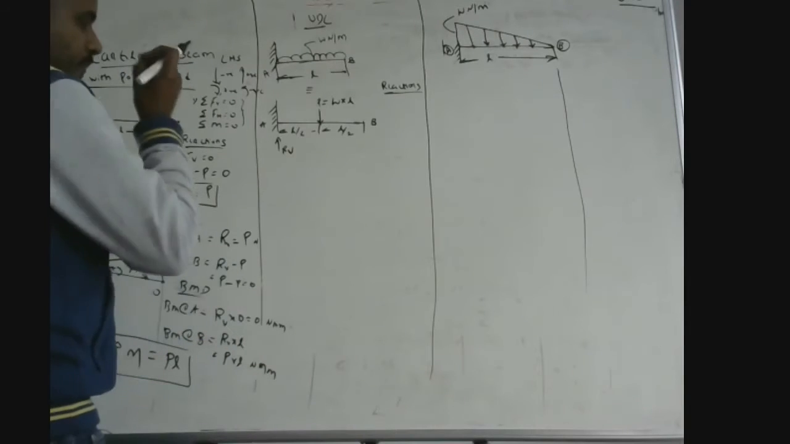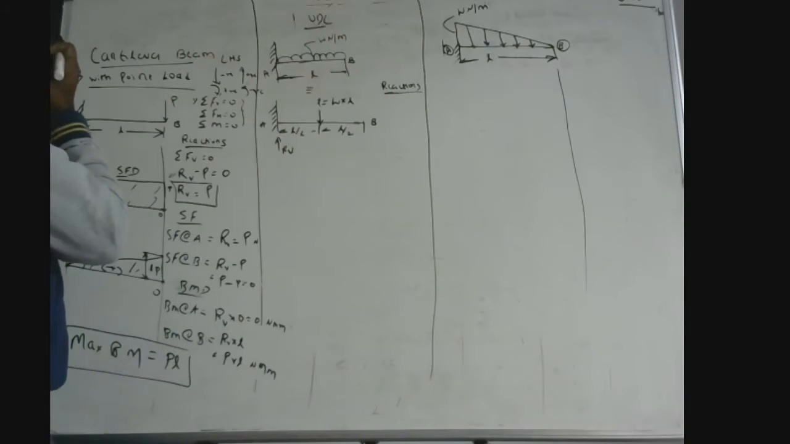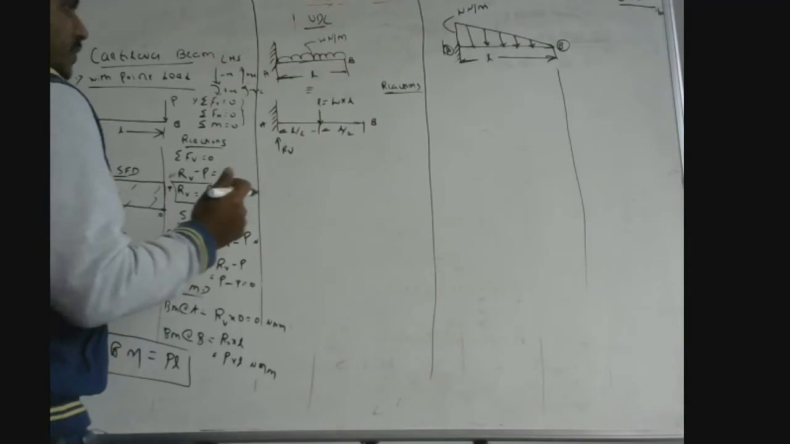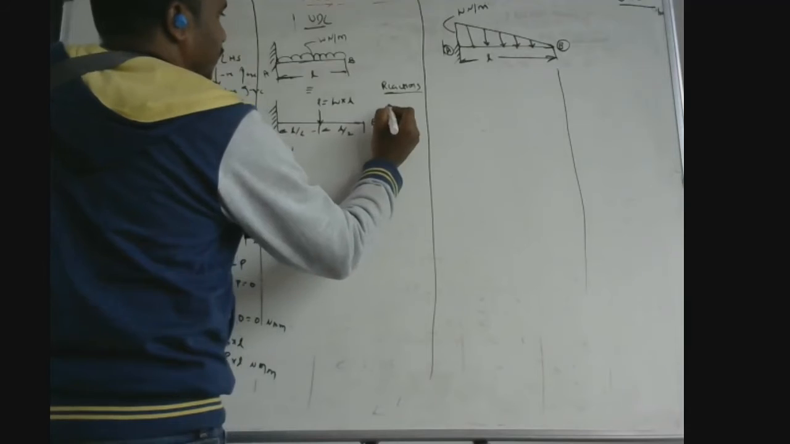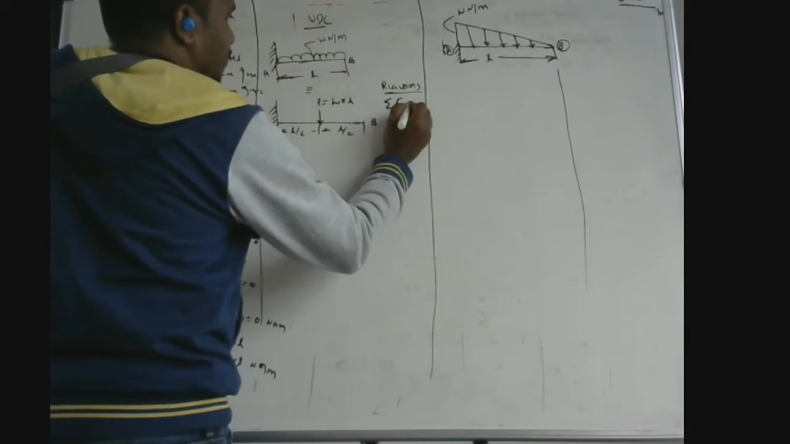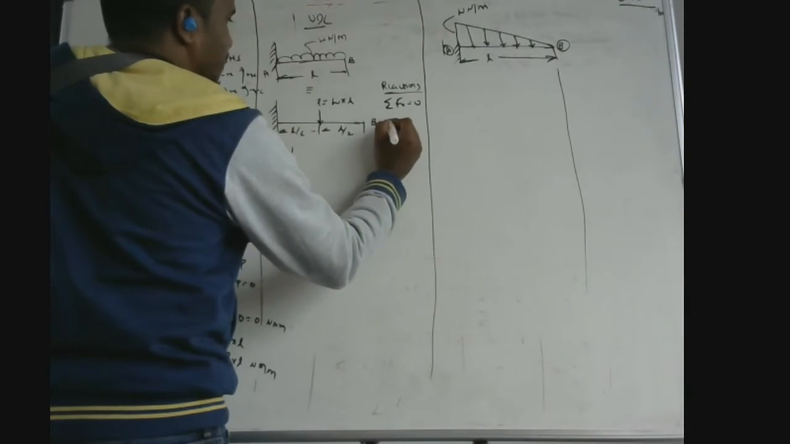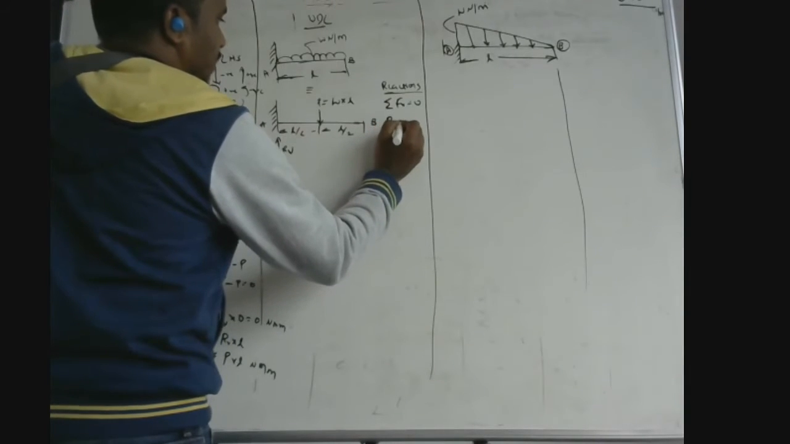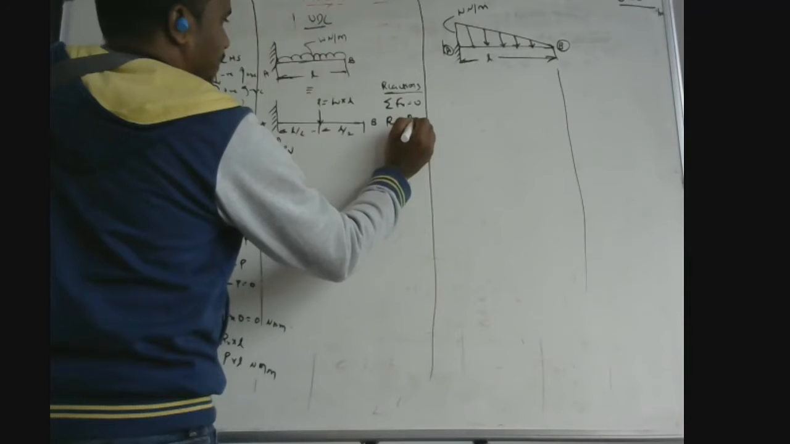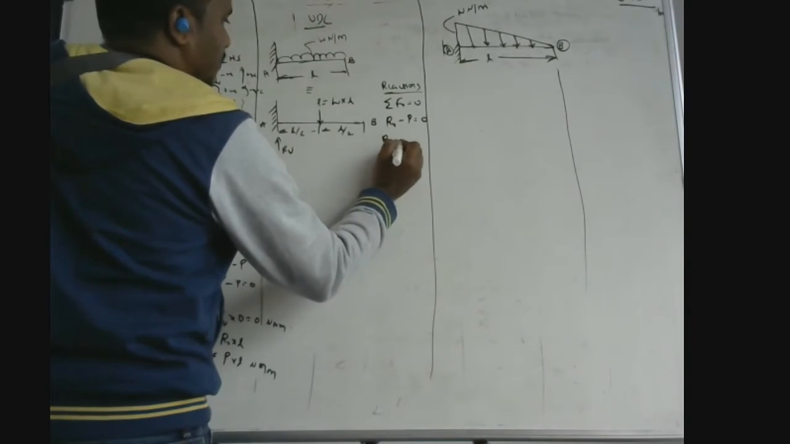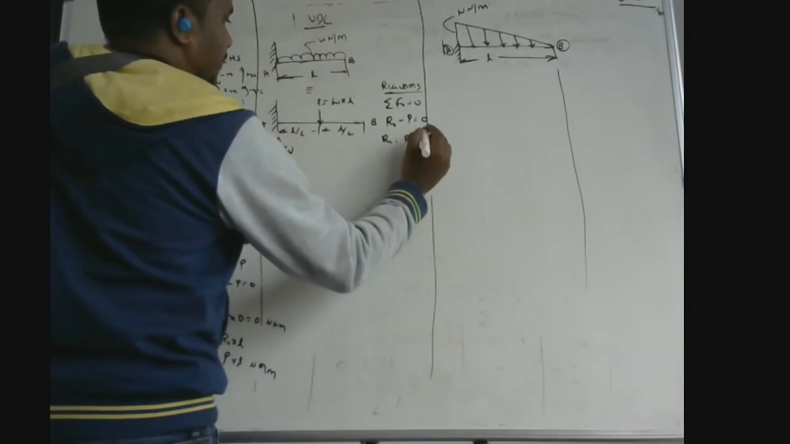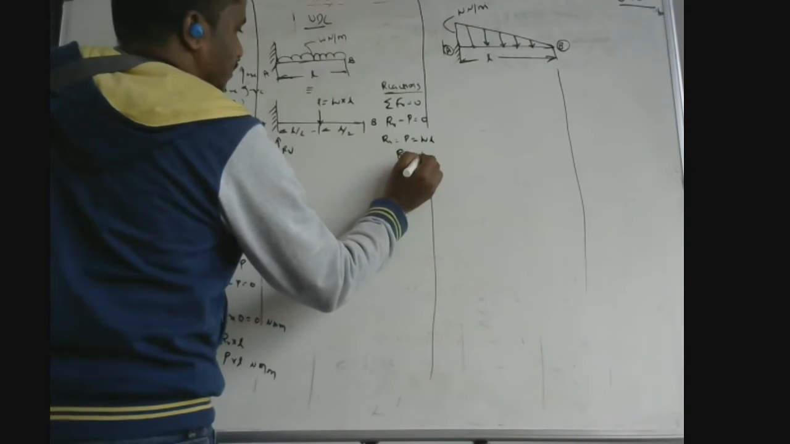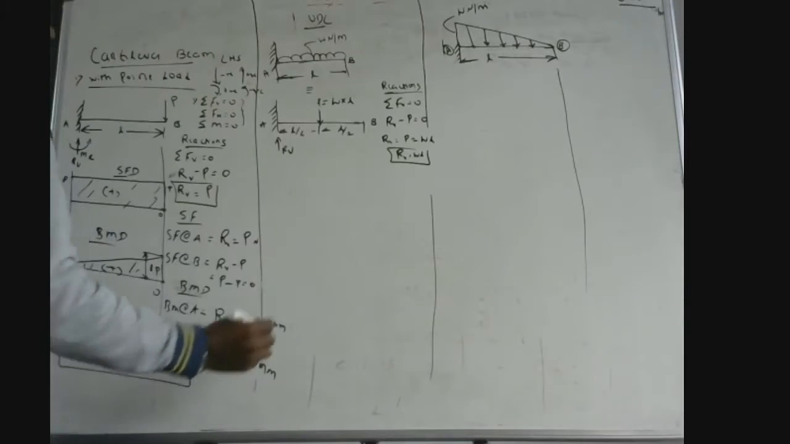So therefore, reactions. Now here the reaction is RV. RV: sum of vertical forces equal to 0. That is the equilibrium equation condition. Upward forces positive, downward forces negative. RV minus P equal to 0. Therefore, RV equal to plus P. So how much P will be there? W into L. Therefore, RV is nothing but WL. That is the value we have. Okay.